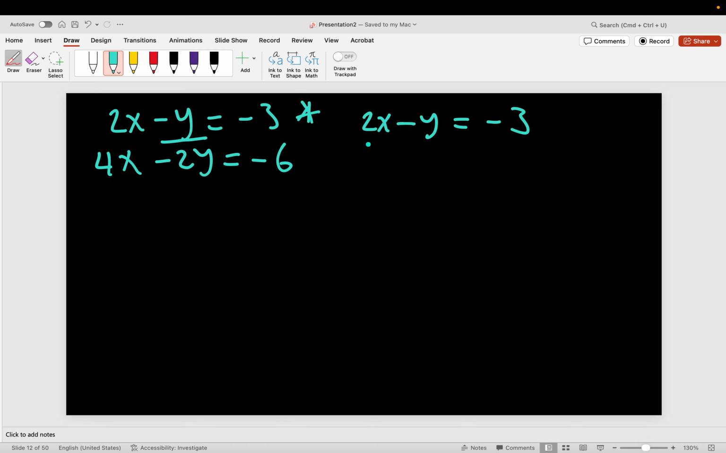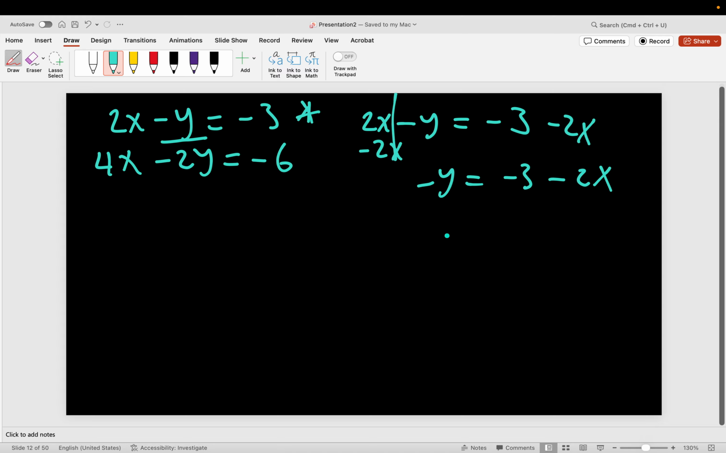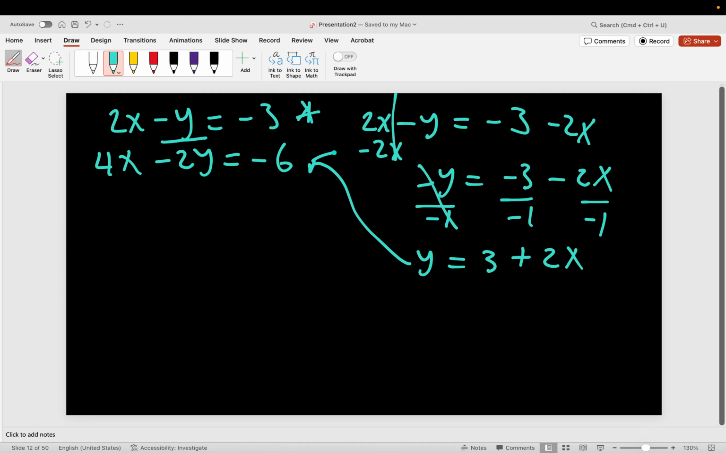So I'm solving for y, so I need to move x. So negative y is negative 3 minus 2x. So now I'm going to divide everything by negative 1. So y is 3 plus 2x. So now we're going to put it into the other equation.